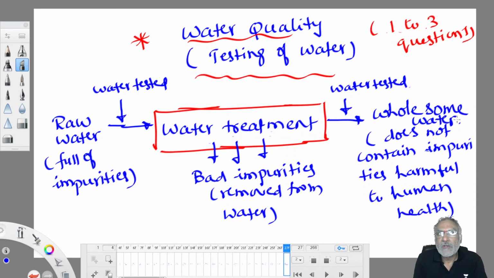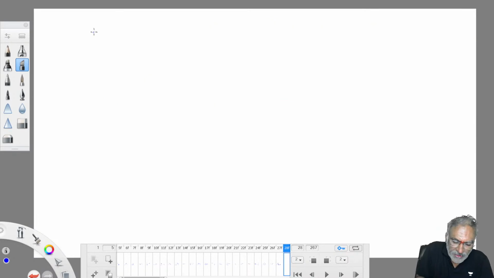Similarly, there are some impurities which badly damage your health. Such type of impurities are called bad impurities. Those impurities we have to remove from water by applying treatment. So therefore, two times we come across water testing, once before treatment, once after treatment. So what do we test? Impurities only. In either case we test impurities.